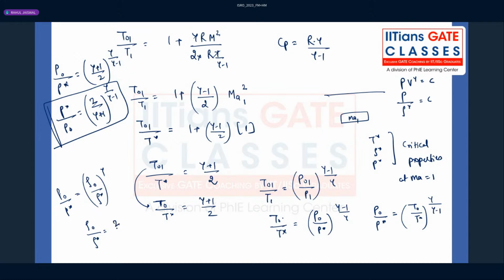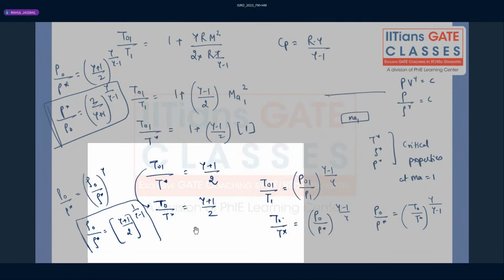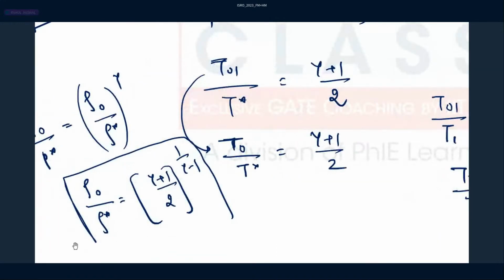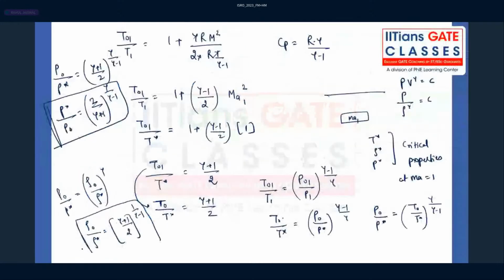How much is the value? Gamma plus 1 divided by 2, to the power 1 upon gamma minus 1. That will be the answer. So we have not only seen the critical to stagnation temperature ratio and critical to stagnation pressure ratio, we have also seen the critical to stagnation density ratio, right? Please make a note of it.